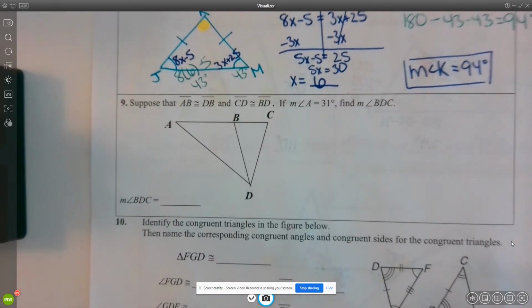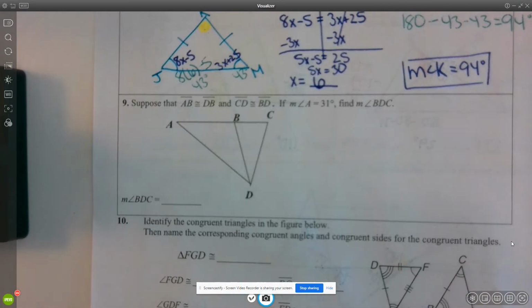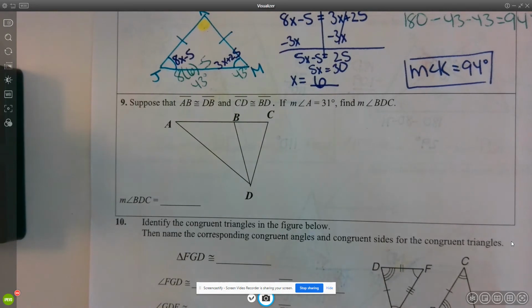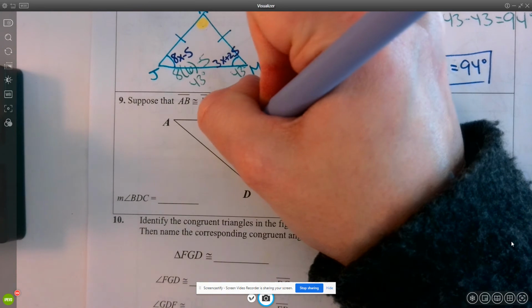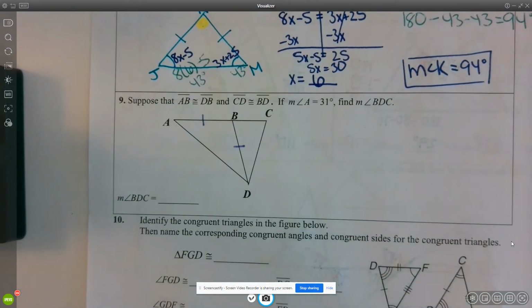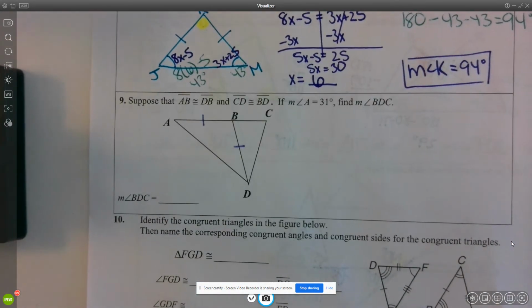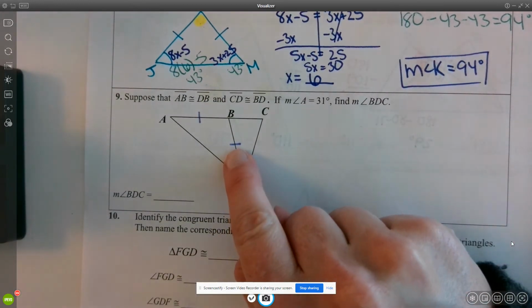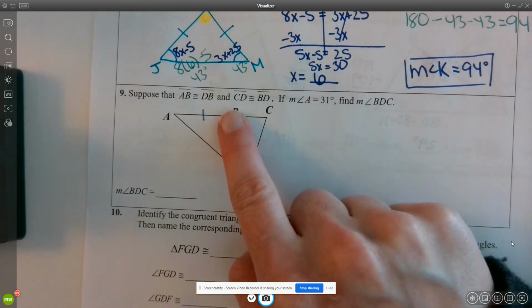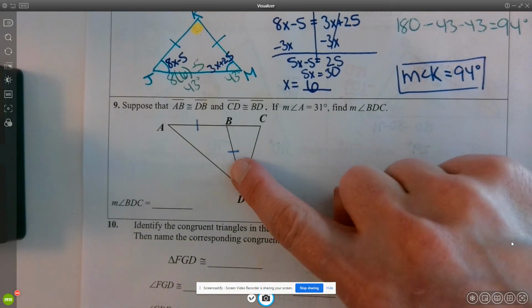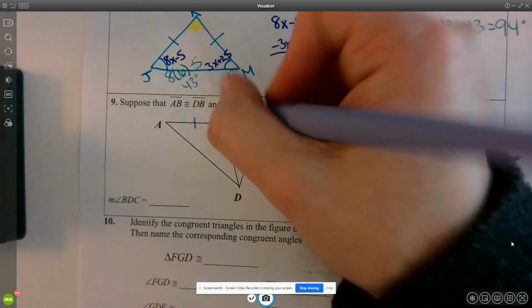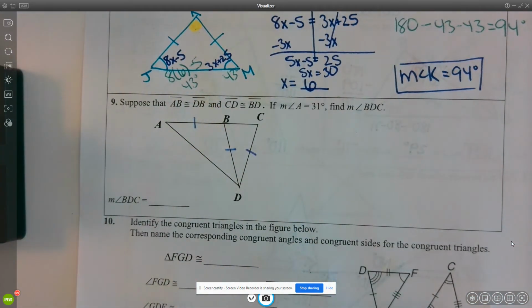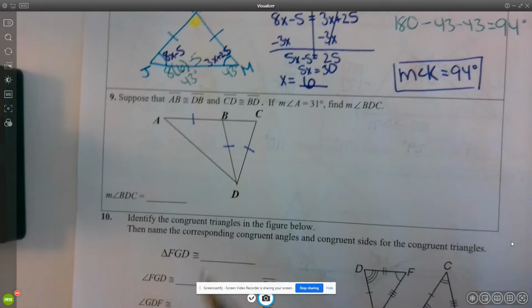All right, the last one. Suppose that line segment AB is congruent to line segment DB. I'm going to go ahead and mark that in my picture. And line segment CD is congruent to line segment BD. Notice I've already given one tick mark to line segment BD. So if line segment CD is congruent to line segment BD, I should also give line segment CD one tick mark. This tells me that all 3 of these line segments are congruent to each other.